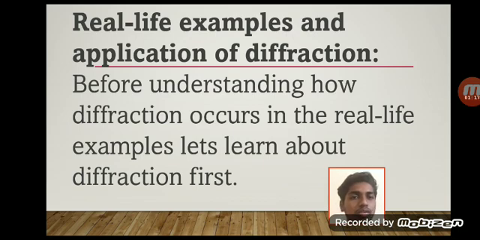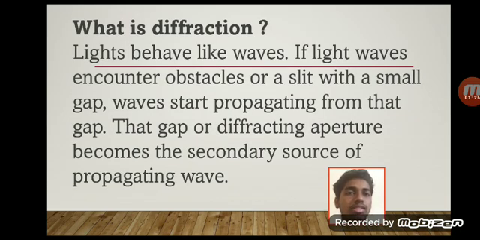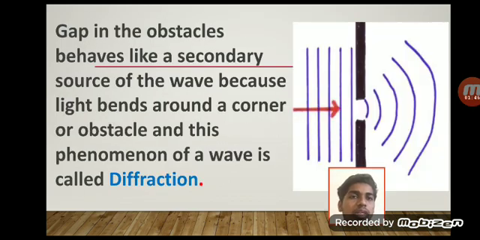Before understanding how diffraction occurs in real life examples, let's learn about diffraction first. What is diffraction? Light behaves like a wave. If light waves encounter obstacles or a slit with a small gap, waves start propagating from that gap. That gap or diffracting aperture becomes a secondary source of propagating waves, because light bends around a corner or obstacle, and this phenomenon of a wave is called diffraction.